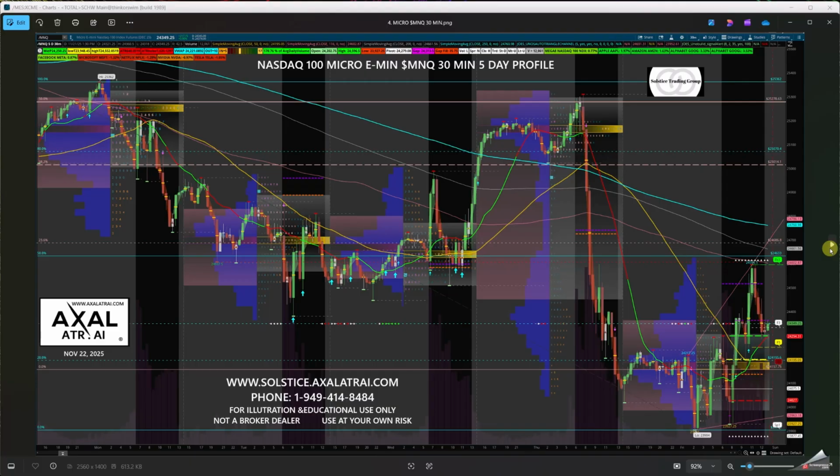What I have up here, I put the NASDAQ 100 on a 5-day market profile, showing you the single prints here and where the large nodes are and the point of control in relationship.